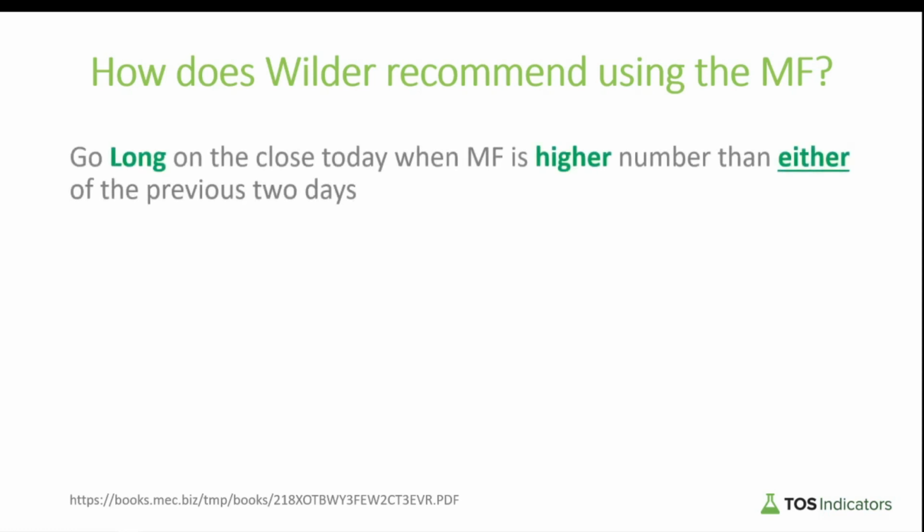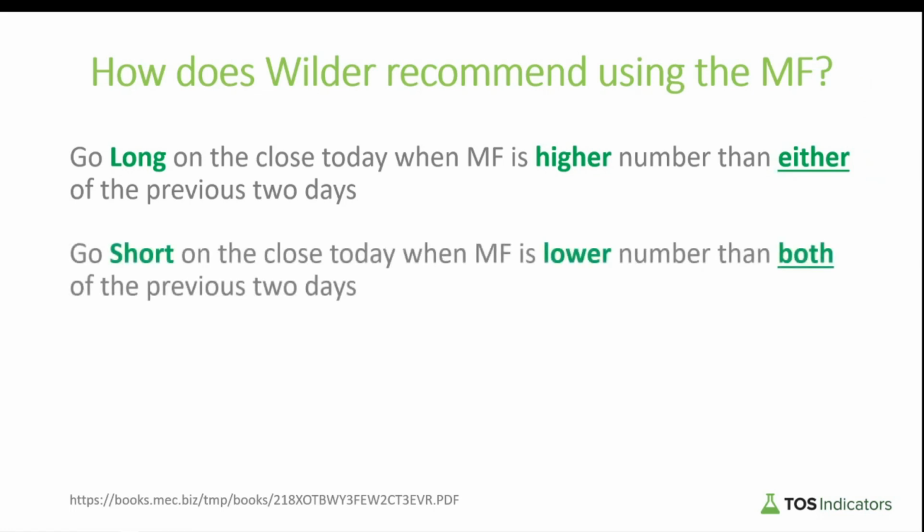Now, the way Wilder suggests using it is to go long on the close today when the momentum factor today is higher than either of the previous 2 days. Now, I've made sure to underline the word either right here. This is key because for our short scenario, in the short case, our momentum factor today needs to be lower than both of the previous days. So this should give you a key insight right here. In one case for longs, we're looking for the momentum factor to be greater than either yesterday or the day prior, so that's the previous 2 days, versus in our short scenario, we want this momentum factor today to be less than what we've seen both yesterday and the day prior. So it's a little bit more stringent in the short scenario in terms of determining when that momentum actually starts to shift.